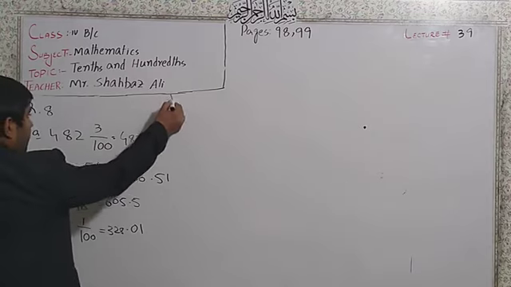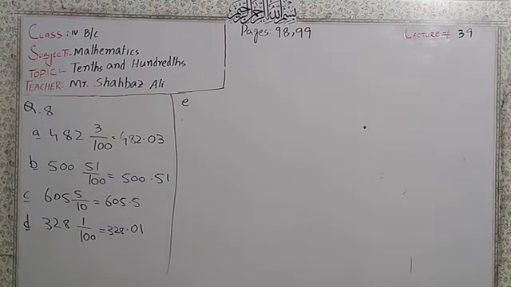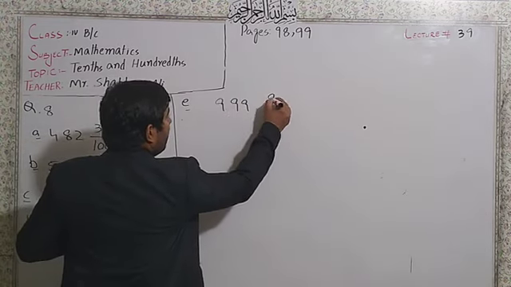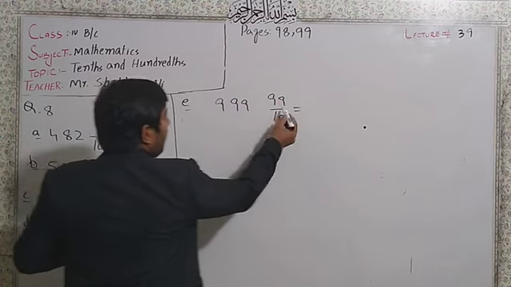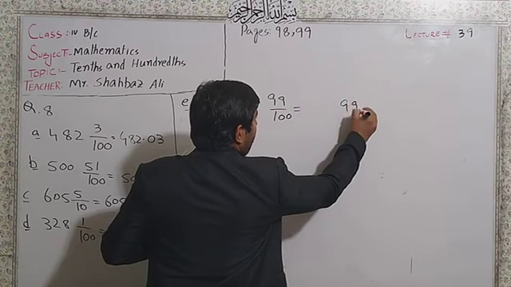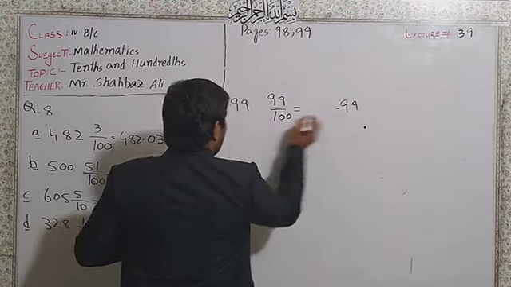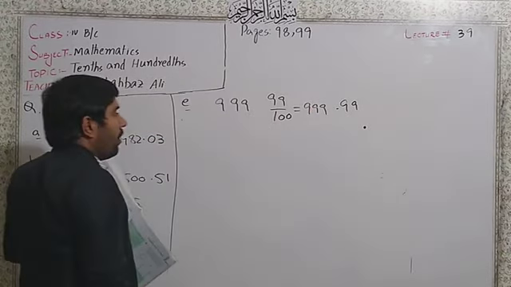Same here in E, 999/100. So very easy. 99, this is 99, 1, 2, 1, 2. After 2 digits you put the point, and then you write this one here. Okay.